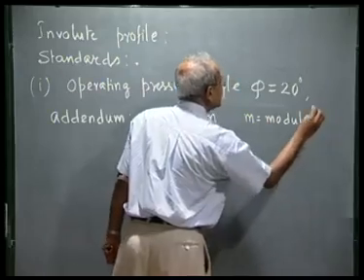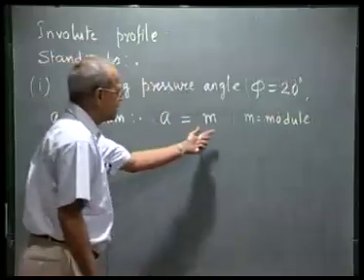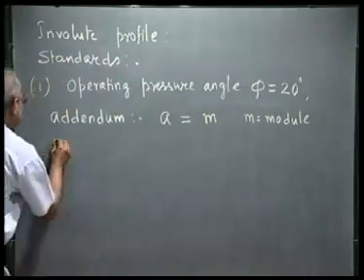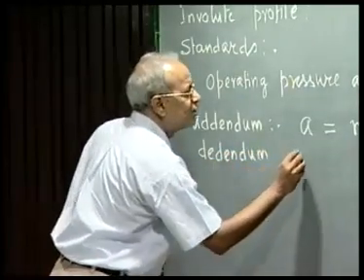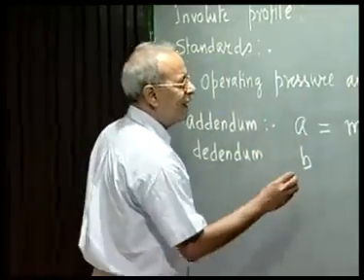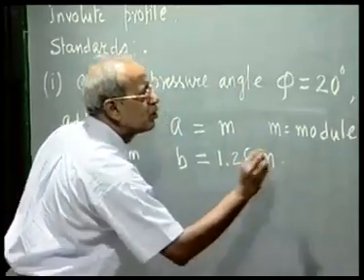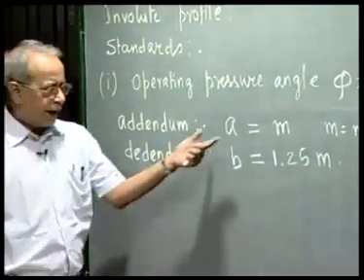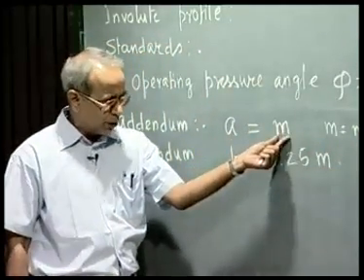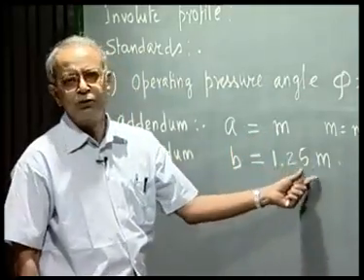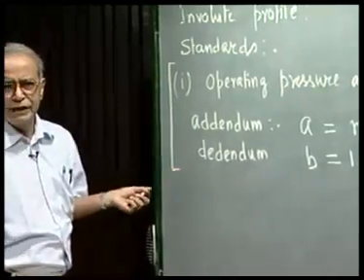The gear teeth are described in terms of the module of the gear teeth, and the standard value of the addendum is equal to the module. Similarly, dedendum, which we denote by B and which is always more than A, has a most common value of 1.25 times the module. M is the module, which is expressed in millimeter for metric gears, and A is equal to the module M and B is equal to 1.25 M. These three standard values we may take unless otherwise specified.